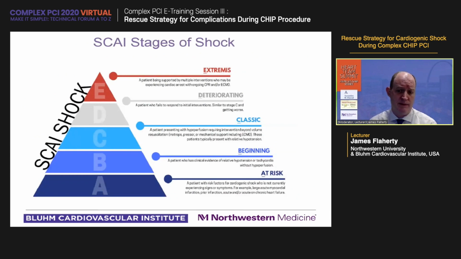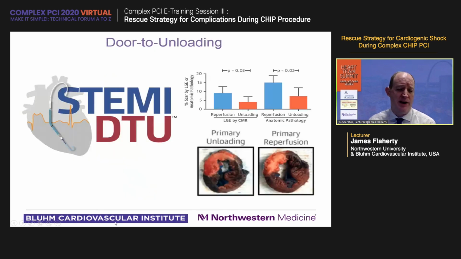Our interventional society, SCAI in the US, has recently come up with this pyramid, A, B, C, D, E, to really characterize different stages of shock and identify those that are at risk or in early shock, patients you might be more concerned about when approaching PCI. I wanted to mention this concept.